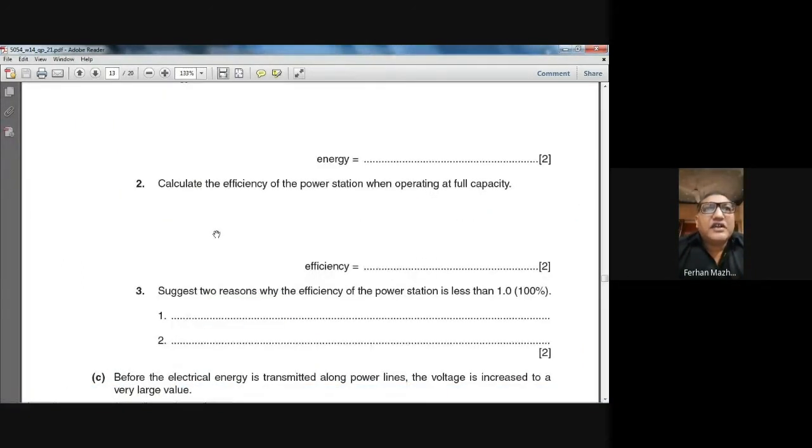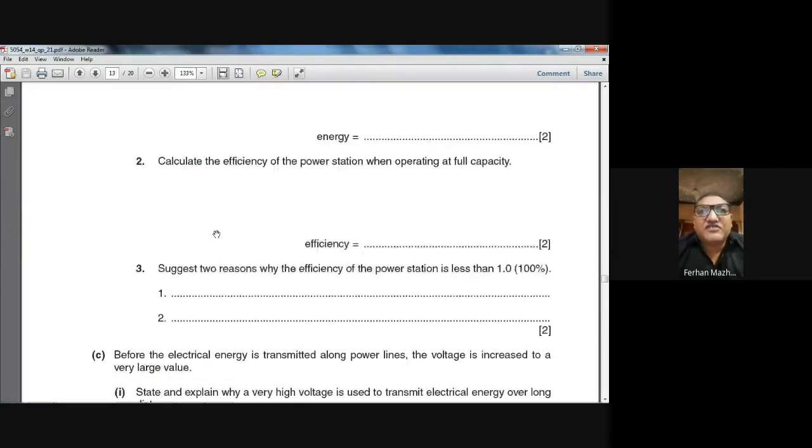Okay, the third part is: suggest 2 reasons why the efficiency of the power station is less than 100%. We just calculated that the efficiency of this power station is 90%. The question is why it's not 100%. The power station has some energy losses, and they are asking you to suggest reasons why there are energy losses, why the power station is not 100% efficient. Some energy is wasted. The reasons can be many, but we can name a few.